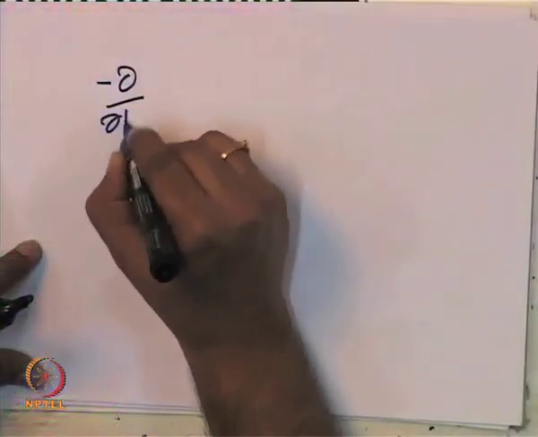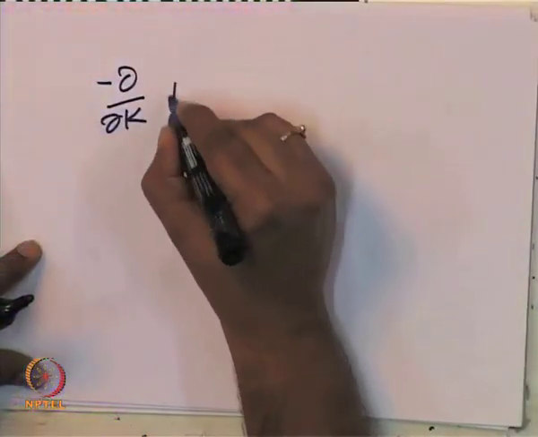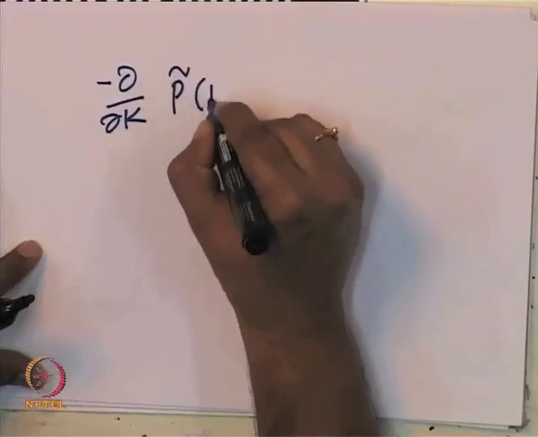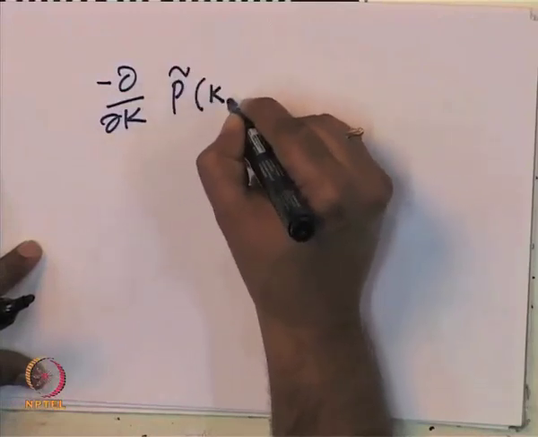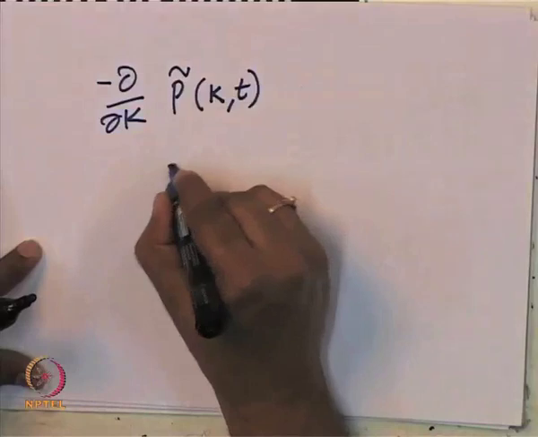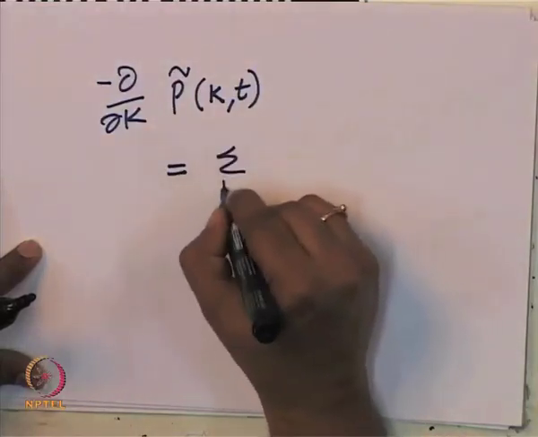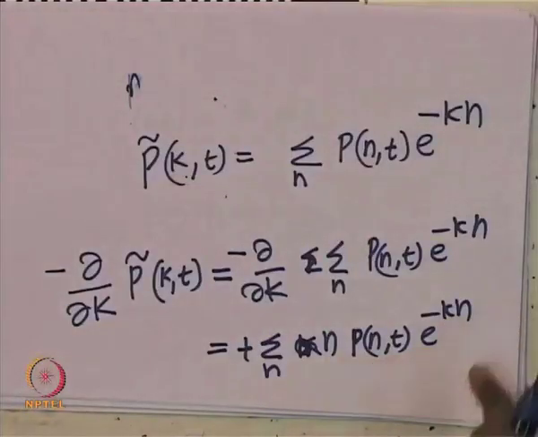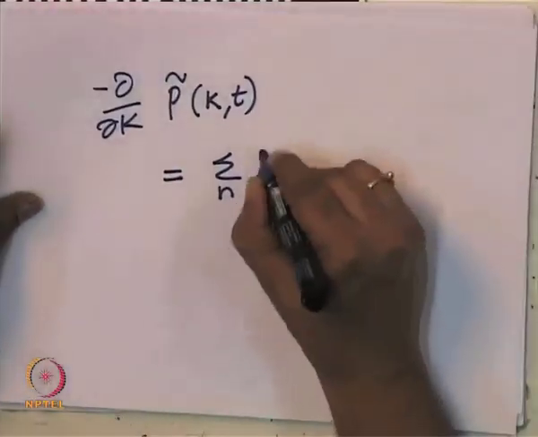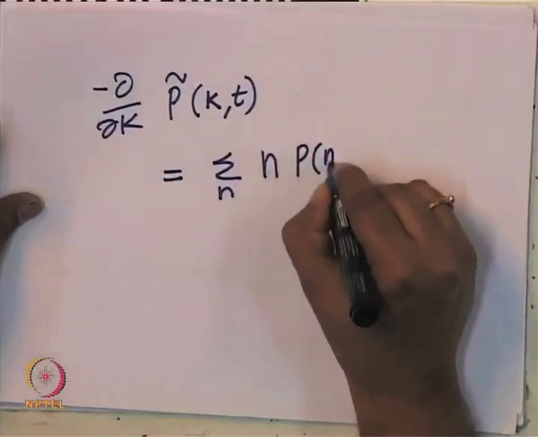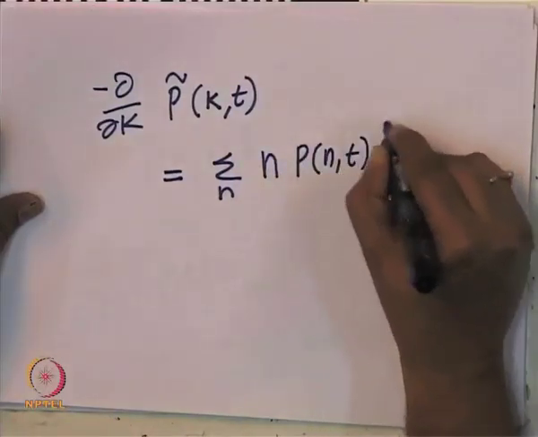This has a significance. So, what did we find? We find that minus del by del k of p tilde of k comma t is nothing but the sum over n of n p of n comma t e power minus k n.